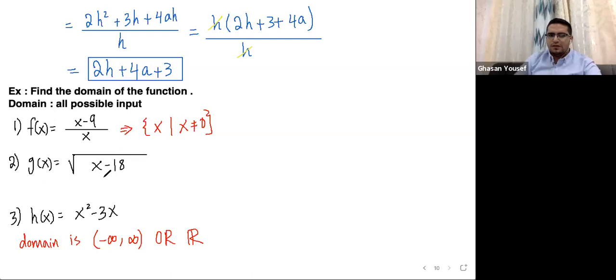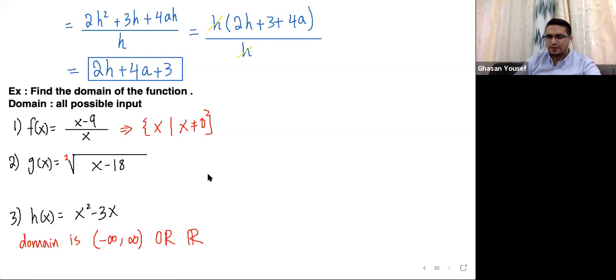The numbers I plug inside this radical must be positive. x minus 18 here must be positive. I cannot plug any negative numbers inside this radical, like we said before. This means x minus 18 must be positive. So how can I make this positive? Any idea?